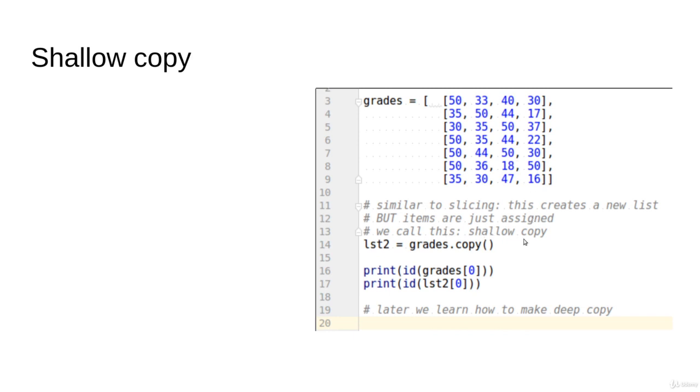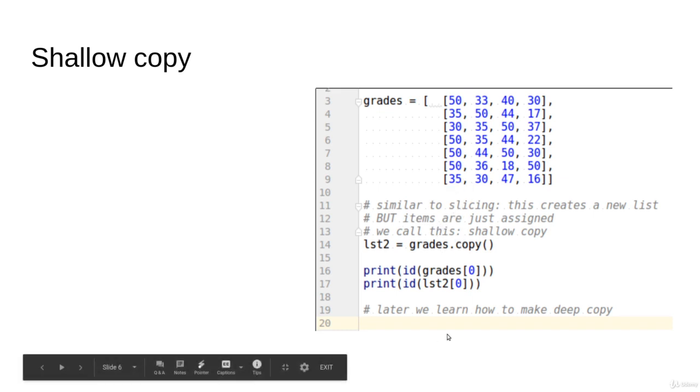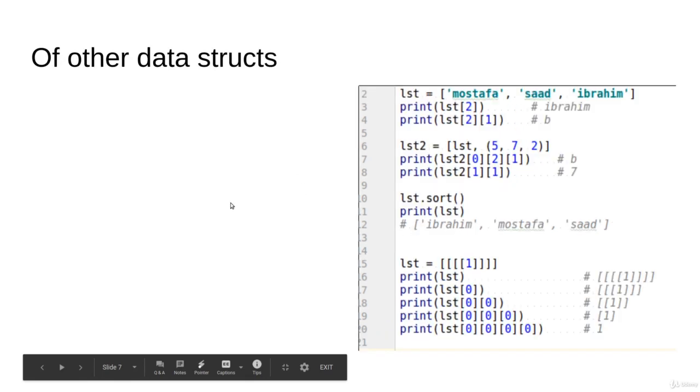This is what we call a shallow copy. Shallow copy means there are 2 things that are actually looking to the same thing. We actually don't have a different copy. Later, we will learn about how to make a deep copy when we learn about modules.